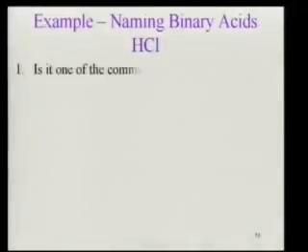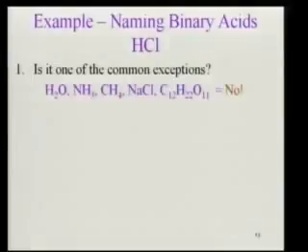Here's an easy one. You know this just from basic science classes that you've taken before. But why is it named what it is? Let's look. Is it one of the common exceptions? Well, you may be able to argue that. If you ever go to Lowe's and buy muriatic acid, in the place where you buy the concrete or paint thinners and that kind of stuff, that's actually hydrochloric acid. But we'll say no, it's not a common exception.